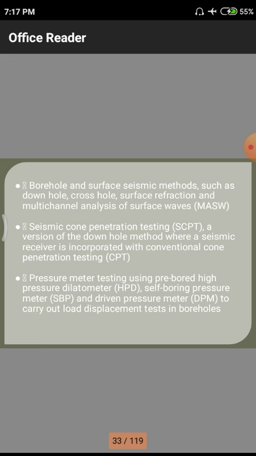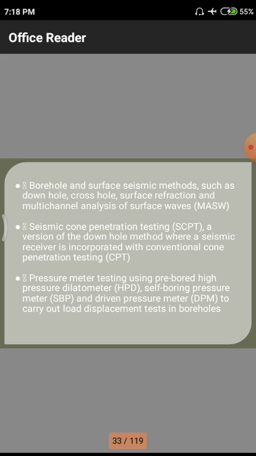Simply, it is called multi-channel analysis of surface waves. That means multi-channel, not going in a single way but in different directions. They analyze the soil properties and give the superior values. That means you have to design the structure by using those superior values.